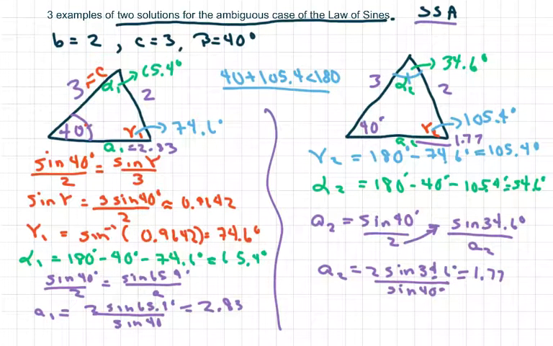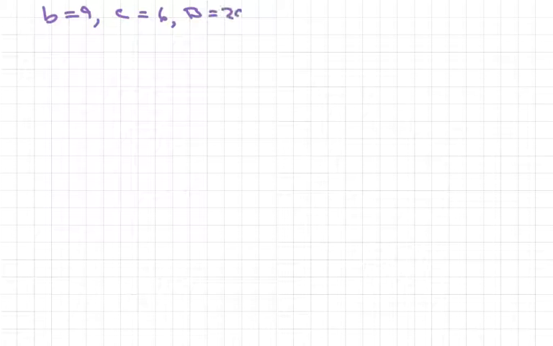Okay, and we're going to do another example. I'm going to write down the information, and you might want to try it by yourself and then see if you get the same solutions we get. So what we have is B equals 4, C equals 6, and beta equals 20 degrees.